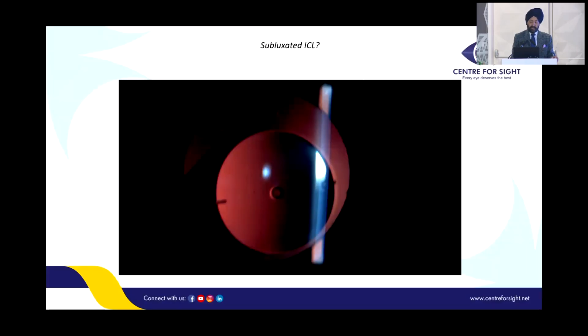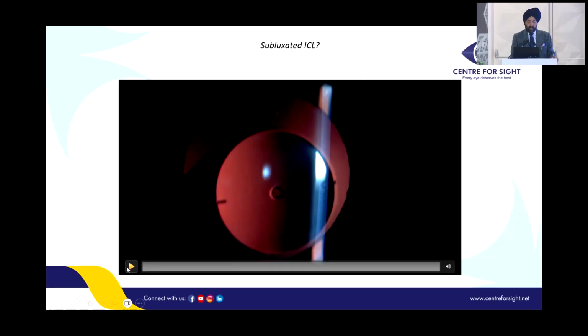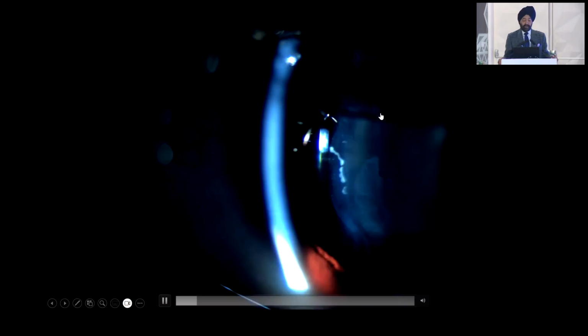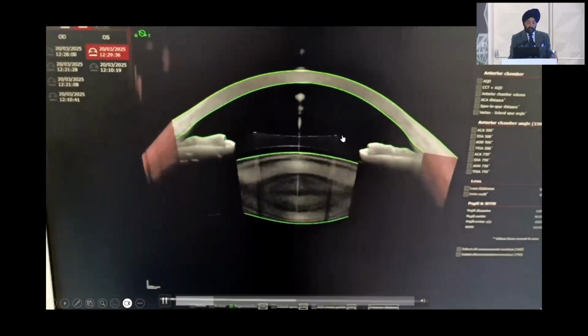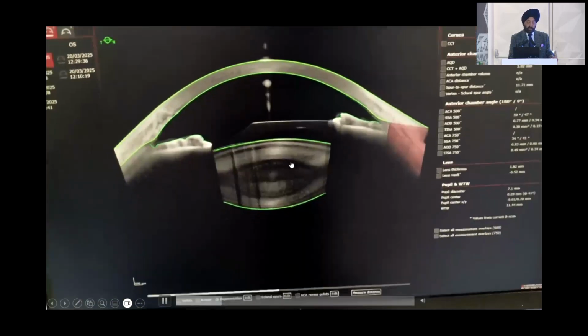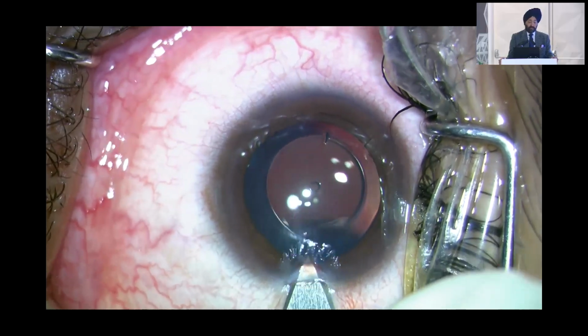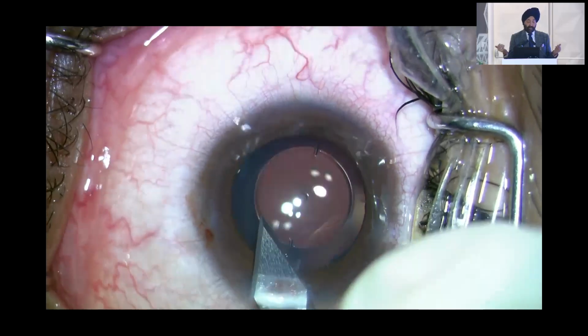Now this is a case that came to me, operated somewhere in the NCR, and the ICL was subluxated. The patient was not getting good vision, and you can see in this particular case the lens is decentered. The doctor had redialed, and there was also cataract formation. I did the OCT, and the vault is pretty good. He had used a 13 millimeter lens, but according to me it should have been 12.6. Despite that, I couldn't find anything on the OCT.